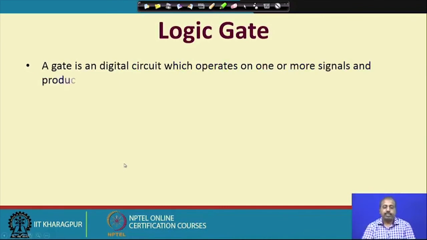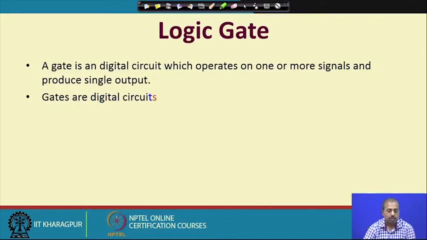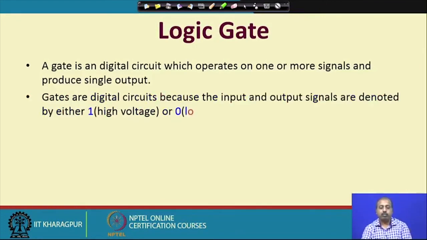A gate is defined to be a digital circuit which operates on one or more signals and produces a single output. So it has a number of inputs and a single output, and based on the values of the inputs it will produce some output. Gates are digital circuits because the input and output signals are denoted by either high, which is 1, often represented by high voltage, or 0, often represented by low voltage. These terms are a bit confusing, and it may be the other way also, so we call them logic high and logic low: 1 is logic high and 0 is logic low.